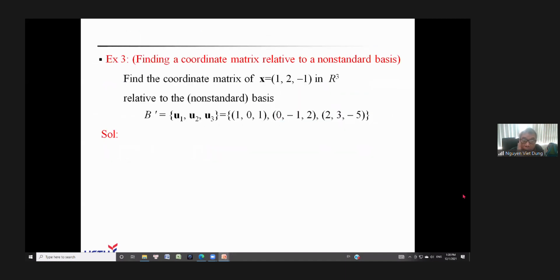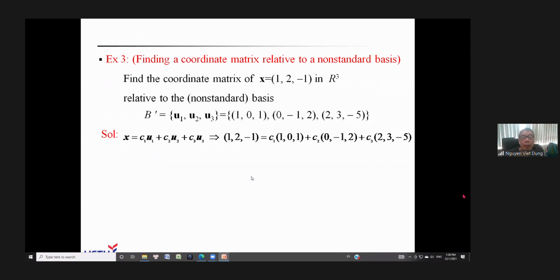Now I consider, okay, in 3-space R3, the new basis I denote by B prime. It has 3 vectors U1, U2, U3. And that basis is a non-standard basis. Then we need to find the coordinate of X here.